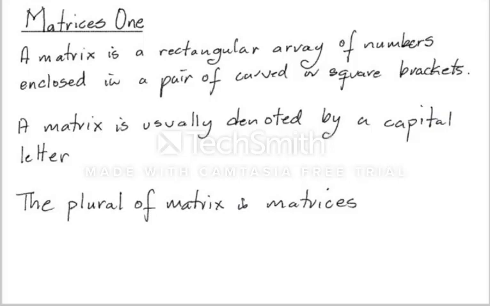We said that a matrix is a rectangular arrangement of numbers enclosed in a pair of curved or square brackets. A matrix is usually denoted by a capital letter. The plural of matrix is matrices.